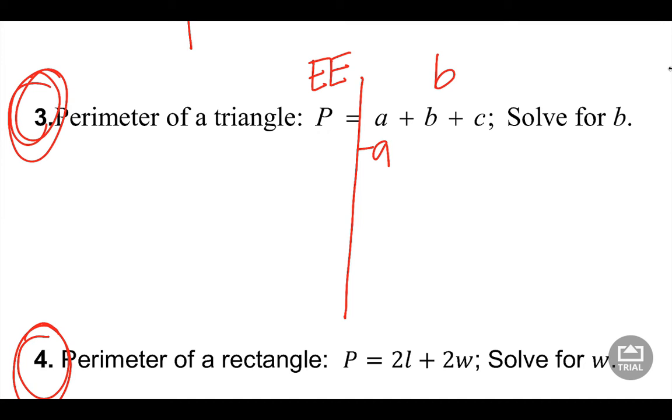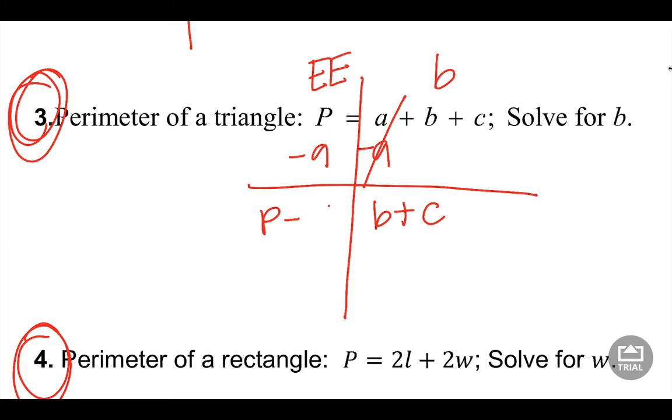Whatever I do on one side, I've got to do to that other side. Well, A minus A goes away. I'm left with B plus C. And then P minus A. There's nothing I can do. It's like saying I have a star and I minus a heart. How many stars and hearts do I have? I still have one star minus one heart. Okay, so I have P minus A.